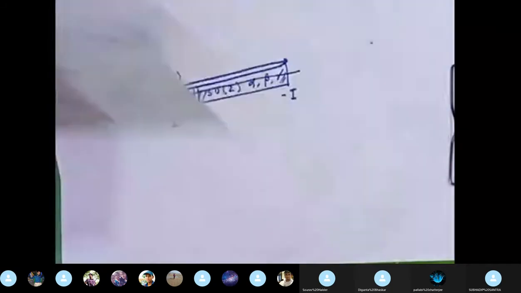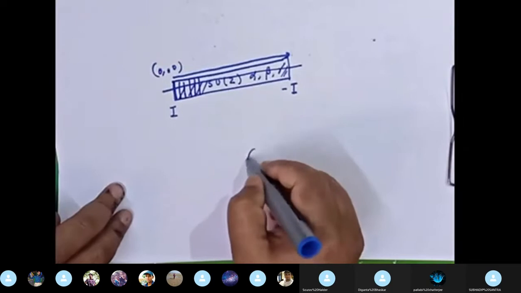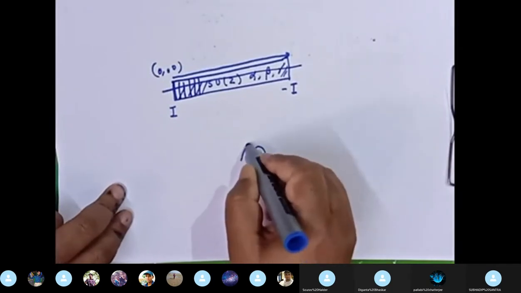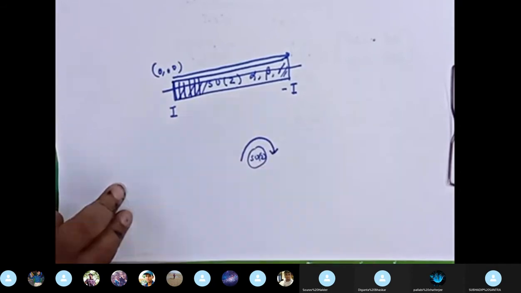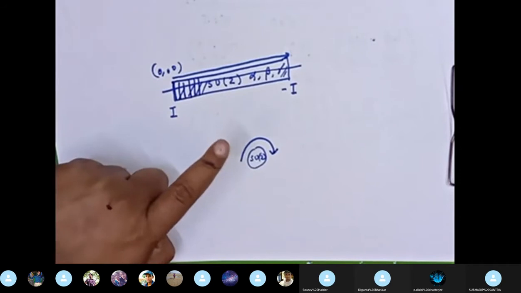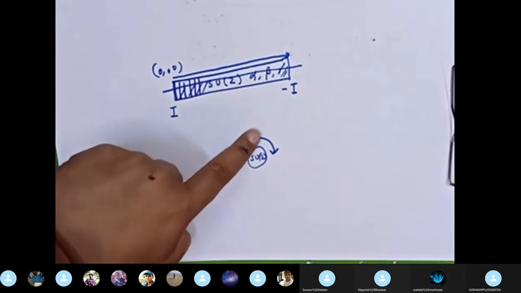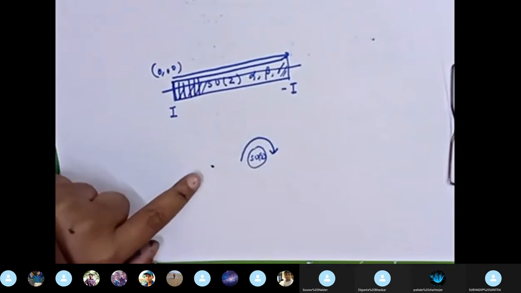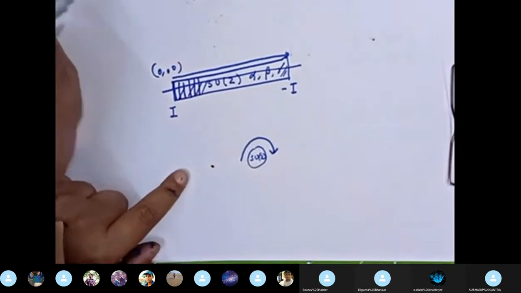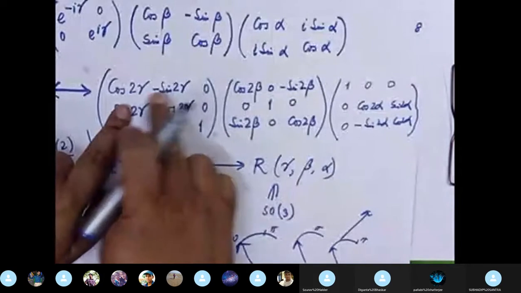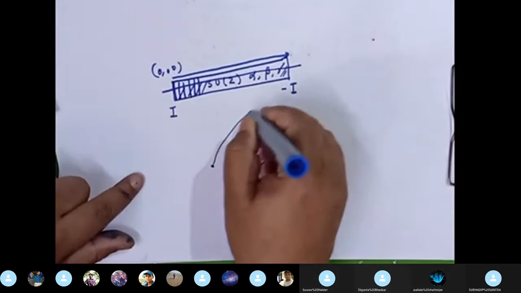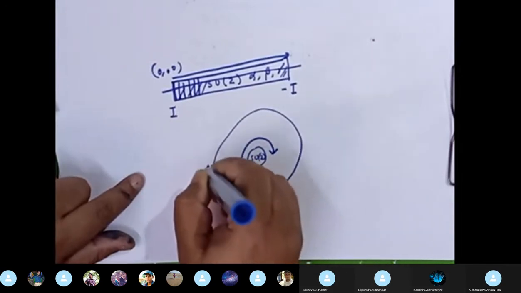Let's write this. This is SU2. If you move from 0 to pi, all these parameters you vary, then you have covered half of the elements of this group. But for the SO3 group, if you move from 0 to pi, because there are 2 sittings here, all the elements of the SO3 group will be generated. Come back to this.